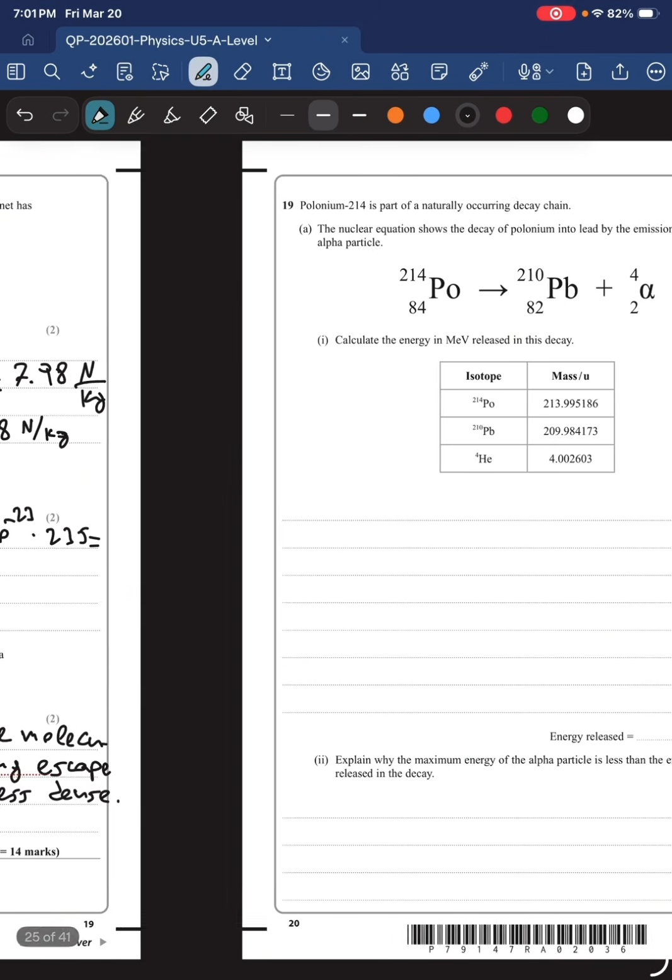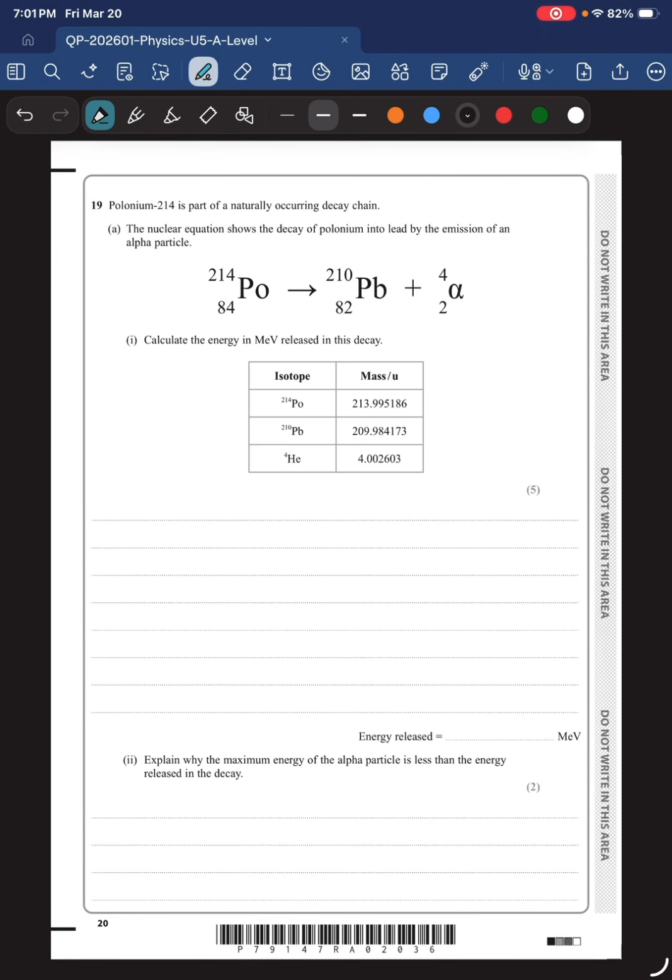All right, moving on. Question 19. Polonium-214 is part of a naturally occurring decay chain. And it's also a famous poison used in spy movies, and not only. Okay, I shouldn't be saying these things, but look it up. So the nuclear equation shows the decay of polonium into lead by the emission of an alpha particle. Calculate the energy in MeV released in this decay, and they give you the masses of these isotopes.